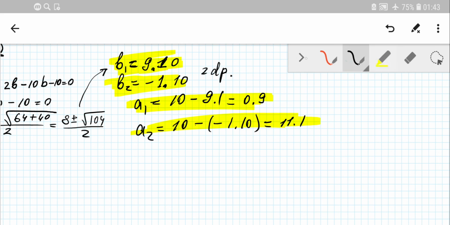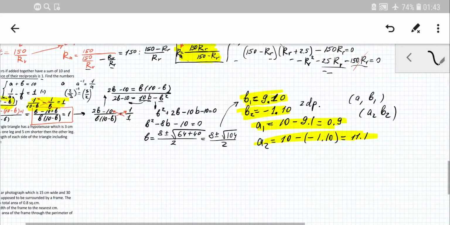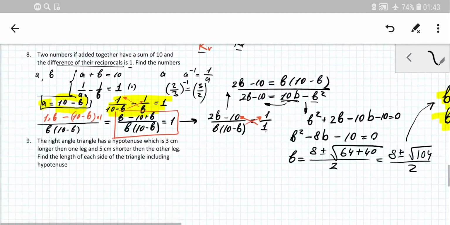So we have two pairs. Simply, the first one is A1, B1, and the second one is A2 and B2. So make sure you got the same. Alright, so that was pretty easy.